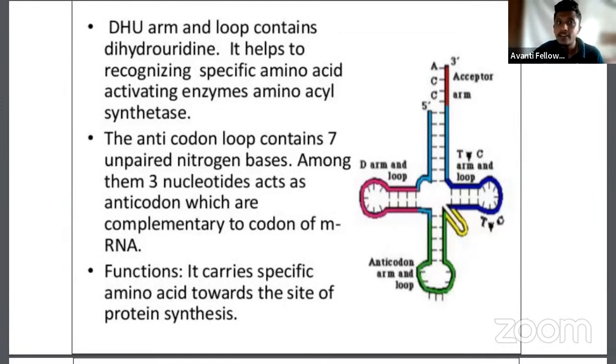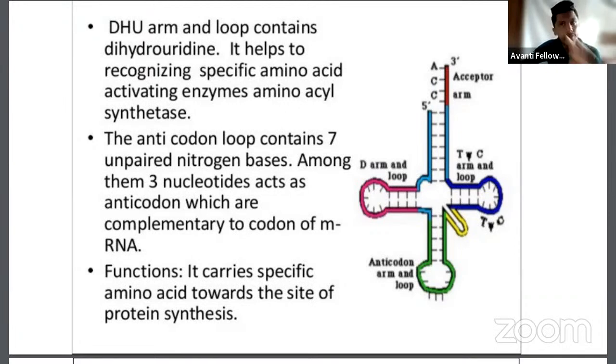When it comes to the DHU loop, the DHU loop has a specific constituent and we call it dihydrouridine. So I know it is quite exhausting to remember all this, but this is necessary. Okay. I'll just summarize this. So this dihydrouridine, what do they help in?